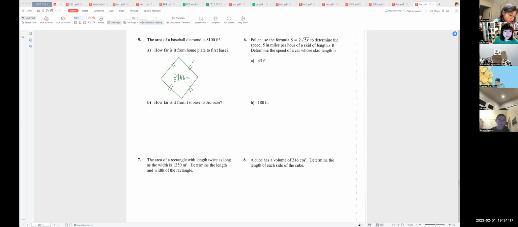So how do we get this 8,100? If the side is A squared, right? So they want to know, this is home base, this is first, this is second, this is third. So how do we get the point? Okay, so I'm going to explain this one.